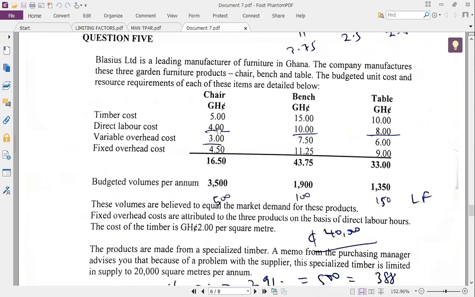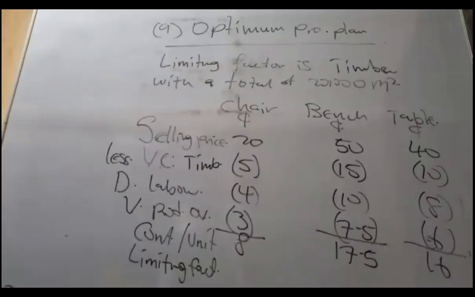So that means that 5 cedis, they've multiplied something by 2 cedis before they had 5 cedis. So what is the square meter? That is the 2.5. So that means you have to divide all these costs by 2 cedis before we can arrive at the timber that they need. So the first one divided by 2, we get 2.5. Divide by 2, you get 7.5 and 5. Good. I hope you get that section clear.